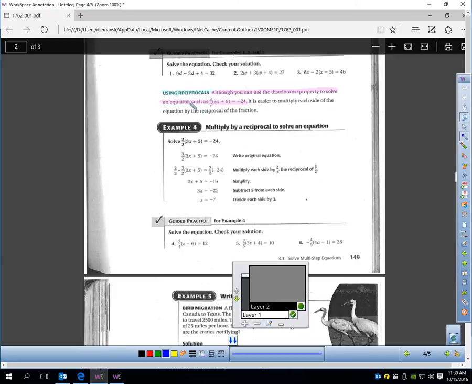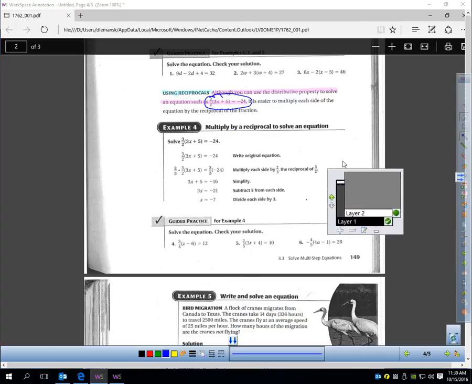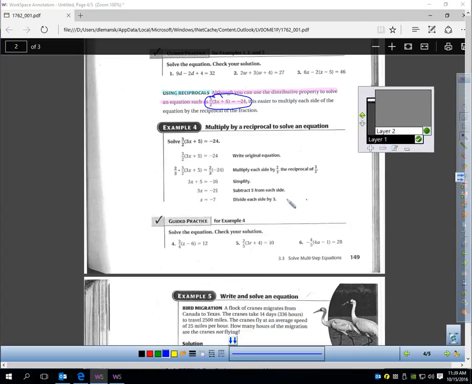Using reciprocals, although you can use the distributive property to solve an equation like this, and let me circle it, okay? I could use the distributive property and distribute through to solve that. Now it says here it's actually easier to multiply each side of the equation by the reciprocal. Now why do they say that? Okay, it might sound confusing. Let's go down here and let's do a couple of these and I'll show you what I'm talking about. It's easier to do these instead of distributing.